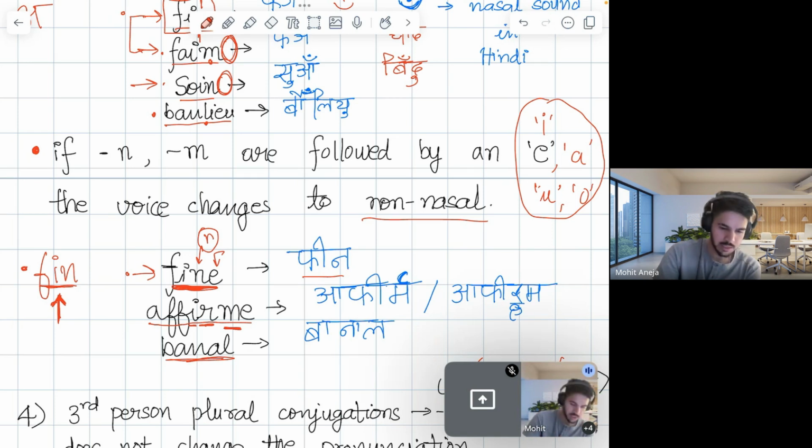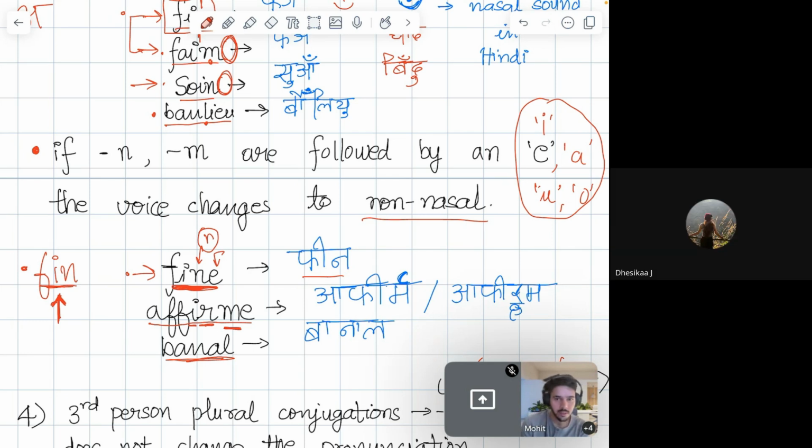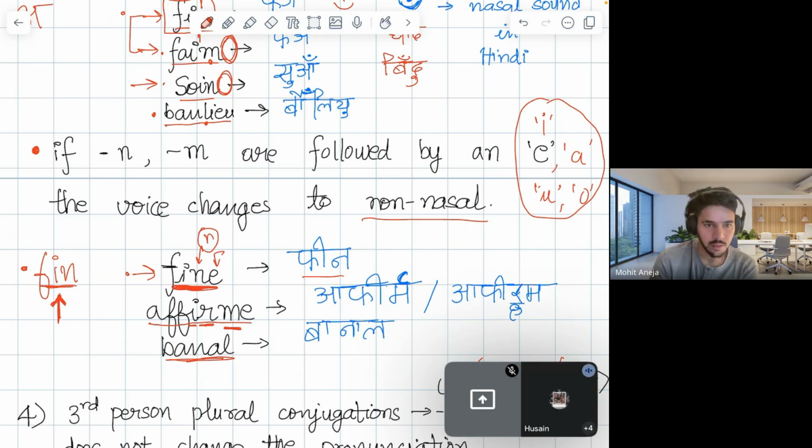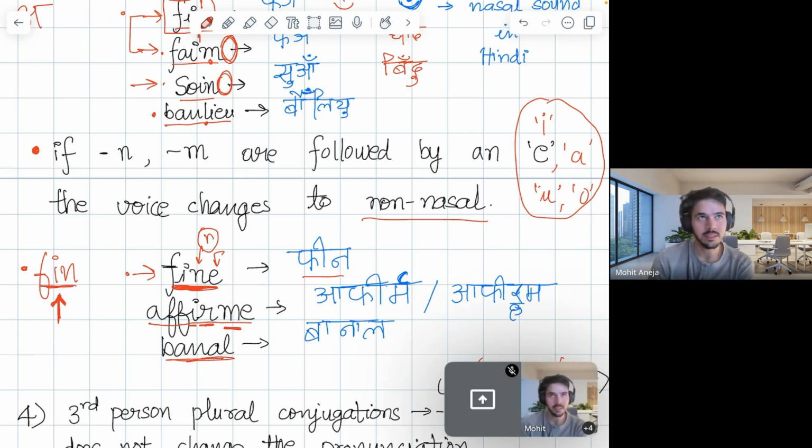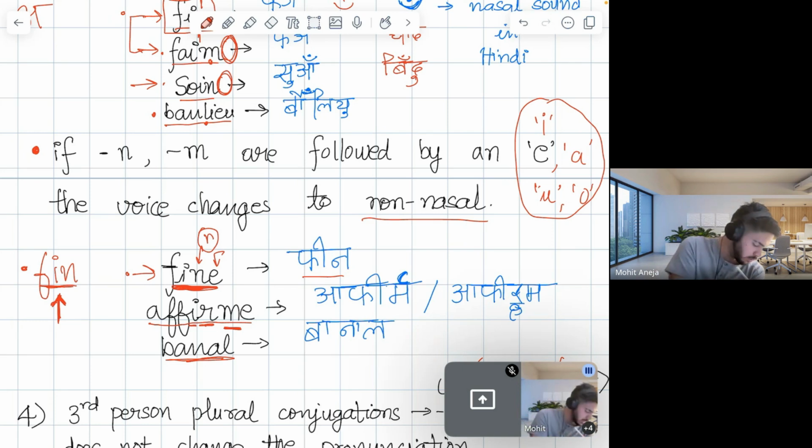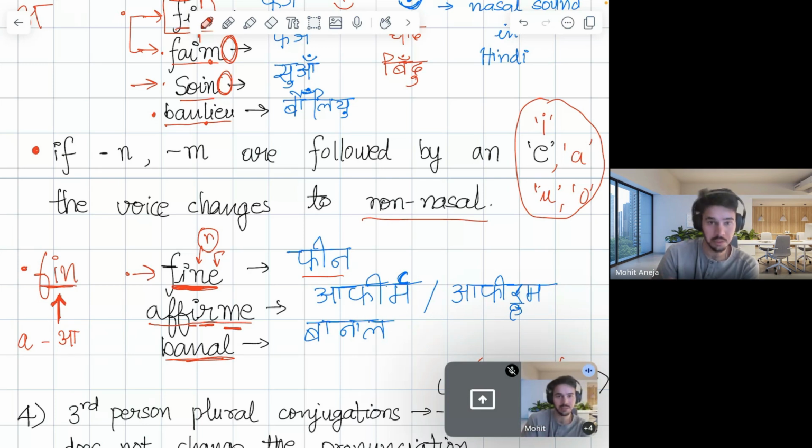Can Hussein please read this word as well? Banal. Yes, it's banal. In French, the pronunciation for A, as we discussed in the demo class, is a proper A sound. It's not A like in English. Can someone say A?